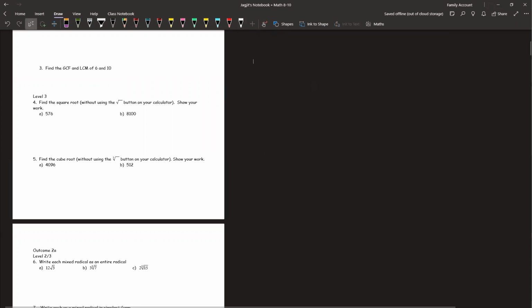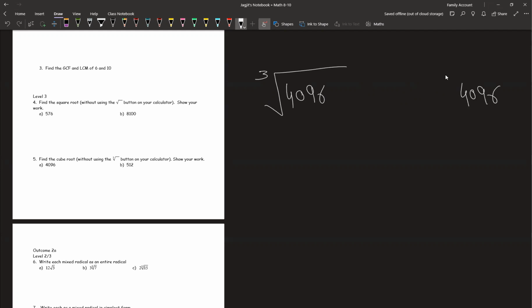Next up, they want us to find the cube root of 4096. Again, we will factor it out. Divided by 2.